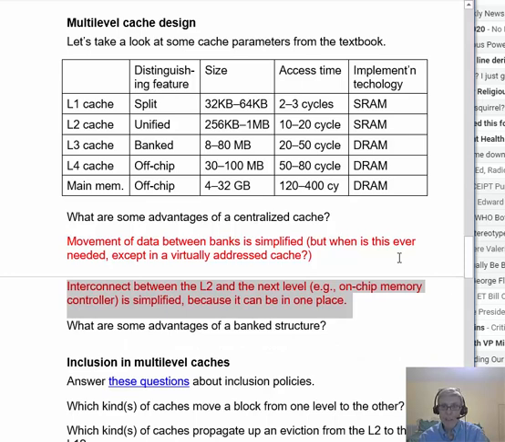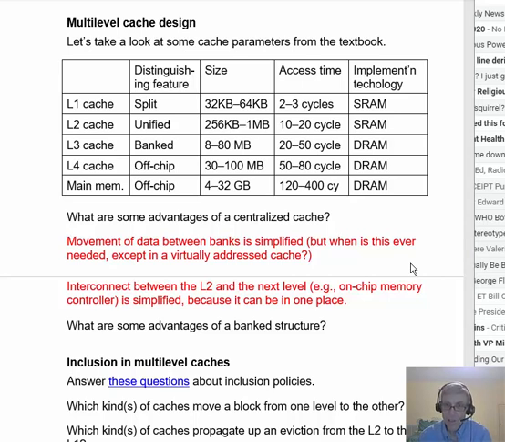Another advantage is that the interconnect between the L2 and the next level is simplified because it can be in one place. In a cache that would be distributed, you'd have to have parts of the interconnect all over the chip. What are some advantages of a banked structure?